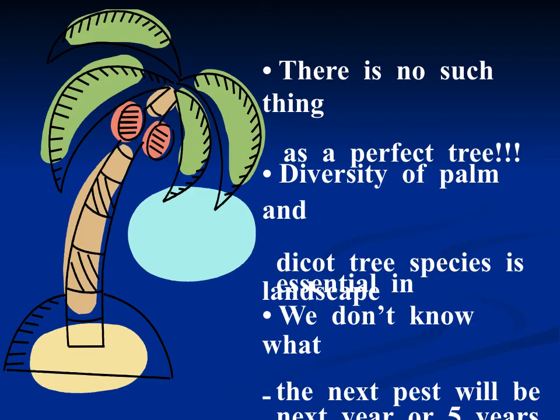There's no such thing as a perfect tree or palm. Diversity of palms and dicots in the landscape is essential. Sorry, this is where the font goofed up again. And we don't know what's going to come in the next 5 years or 10 years. When I first started in extension in the late 1990s, Phoenix palm species, queen palm species, Washingtonia had really essentially no problems. We would have called them bulletproof plants. That's no longer the case. Kind of sad.